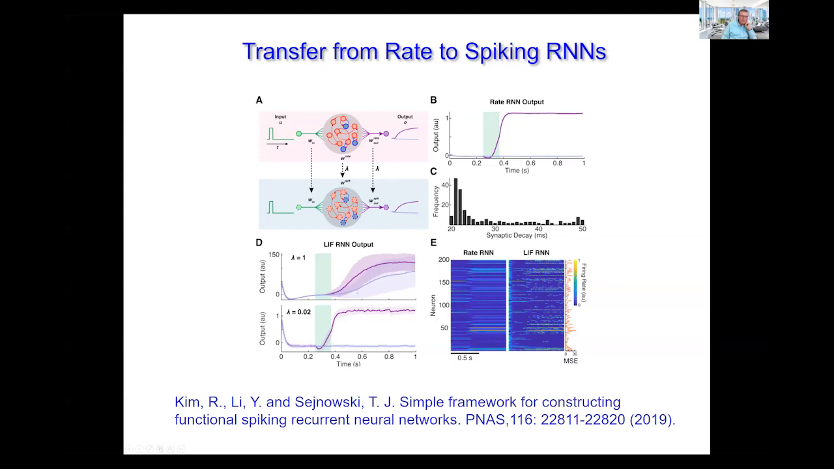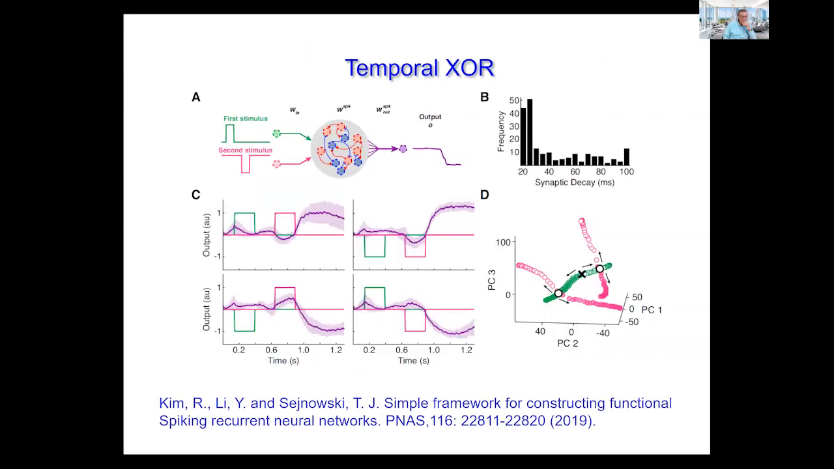Even the baseline here, you see, is going up. It's overactive. But if you reduce the strength by a factor of 50 to 0.02, you restore the performance. So here we have a spiking network that's performing just as well as a rate-coded network. And that's what we're going to use here for exploring working memory.